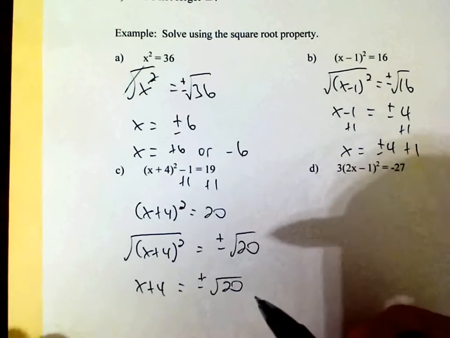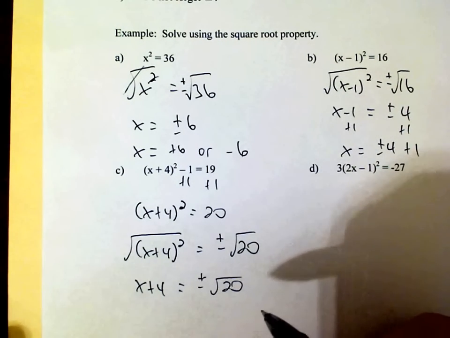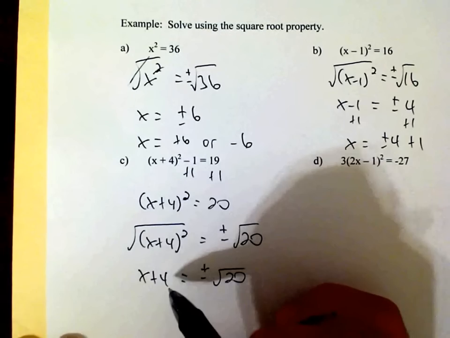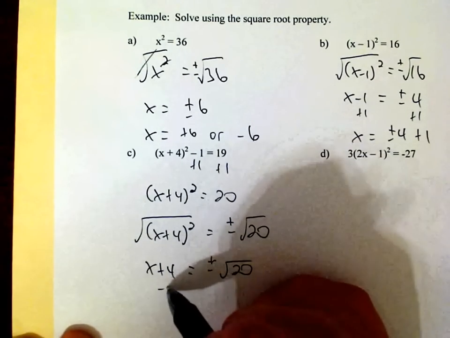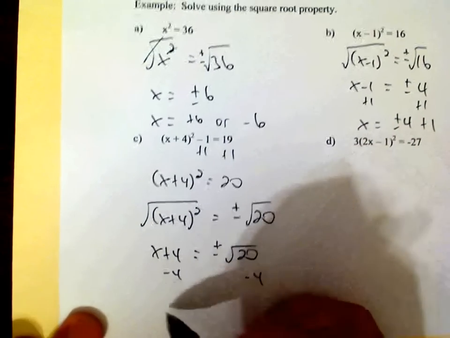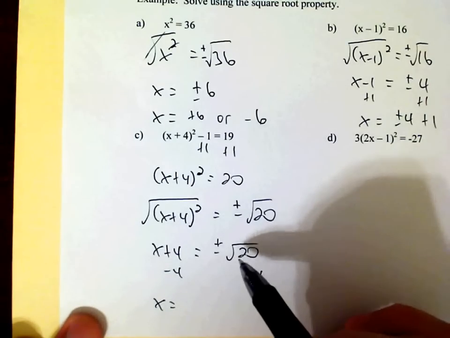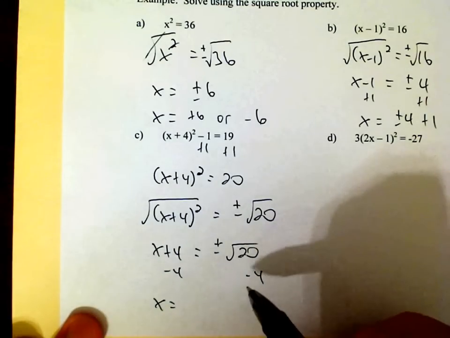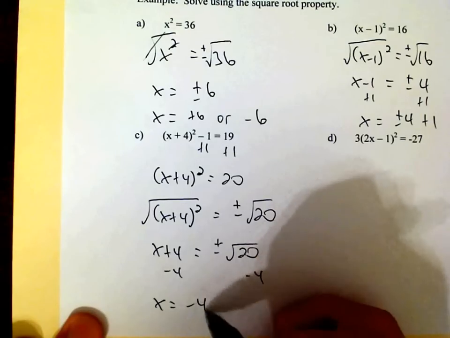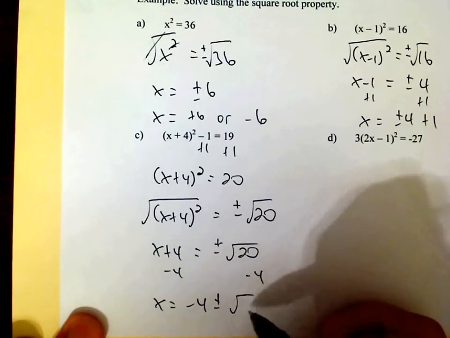Now you can simplify it now or you can simplify it later. I'm actually going to do it later. I want to isolate the x first by subtracting the 4 from both sides. We end up with x equals, and I'm always going to write the square root last. So in other words, I'm going to write the negative 4 first, then plus or minus the square root of 20.